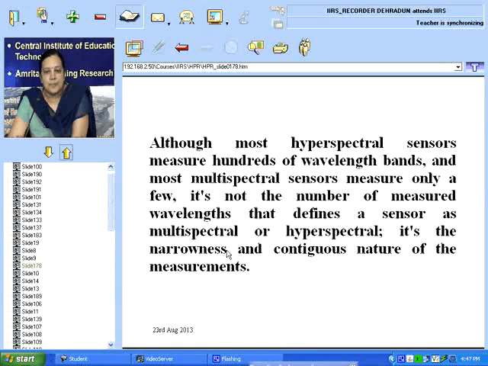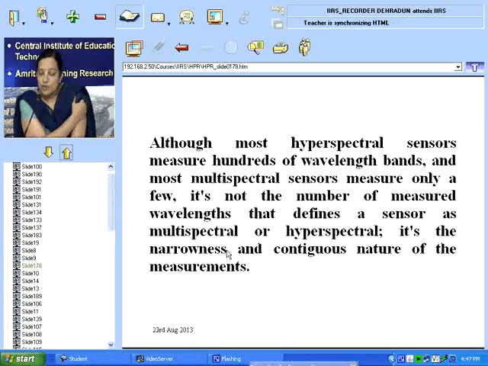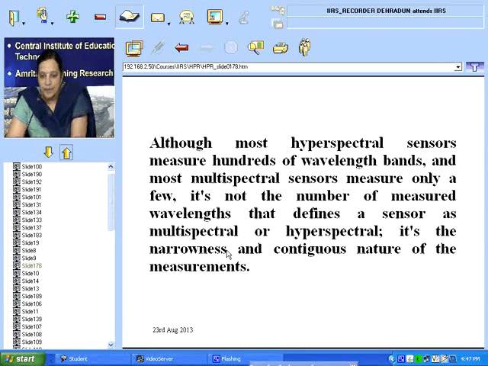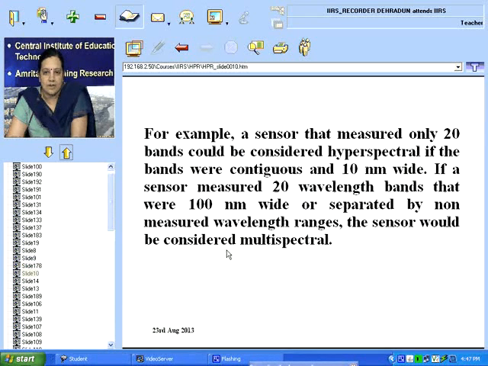A word of caution: hyperspectral sensors can measure hundreds of wavelengths, and most multispectral sensors measure only a few wavelengths. But it is not the number that qualifies data to be hyperspectral, but the narrowness as well as the contiguous nature of the measurements. For example, a sensor that measured only 20 bands could be considered hyperspectral if the bands are contiguous and the bandwidth is of the order of 10 to 20 nanometers. If I have a sensor which measured 20 wavelength bands that were 100 nanometers wide or separated by gaps in between, so it's discrete in nature, then the sensor would be considered multispectral. So it's not the number which qualifies it to be hyperspectral, but the contiguous nature of it also matters.